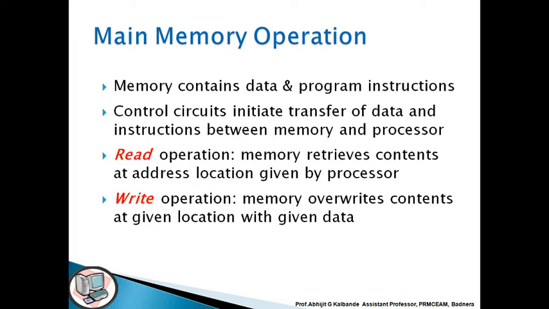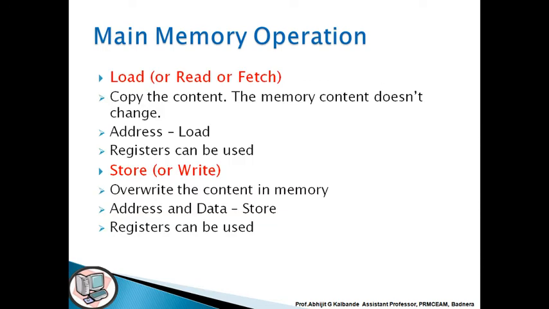There are different types of operations to be performed, but among them the two very important operations are the read operation and the write operation. In the read operation, the memory retrieves the contents of the address location given by the processor, whereas in the write operation, the memory overwrites the content at a given location with a certain amount of given data.